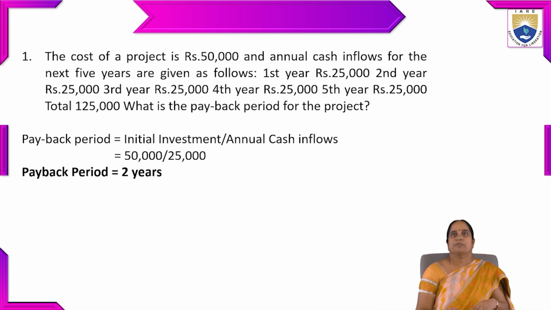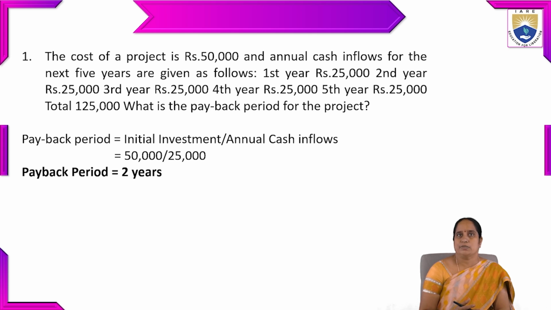The cost of a project is 50,000 and annual cash inflows for the next 5 years are given as follows. First year 25,000, second year 25,000, third year 25,000, fourth year 25,000, fifth year 25,000. So if you add all the 5 years, the total is 1,25,000. Using this data, determine the payback period for the project.